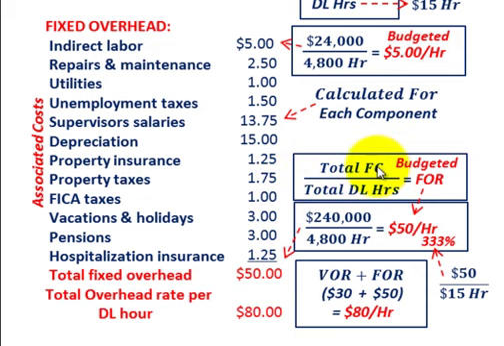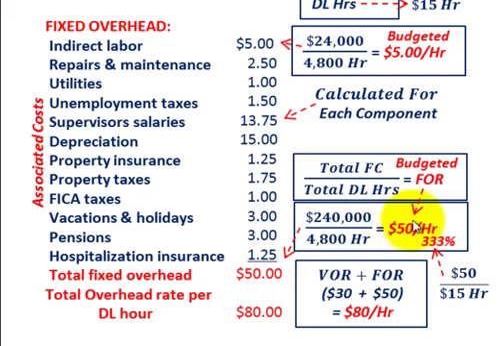Again, if we didn't know all these numbers, we could just take our total fixed cost. Now remember, that is fixed for the period, again divided by our total direct labor hours. So our total fixed cost for this example is $240,000, with total direct labor hours at 4,800 hours. That's going to give us that $50 per hour total fixed overhead.